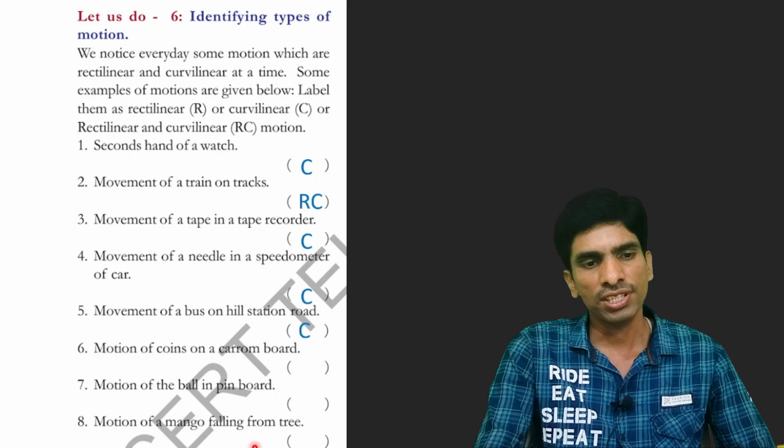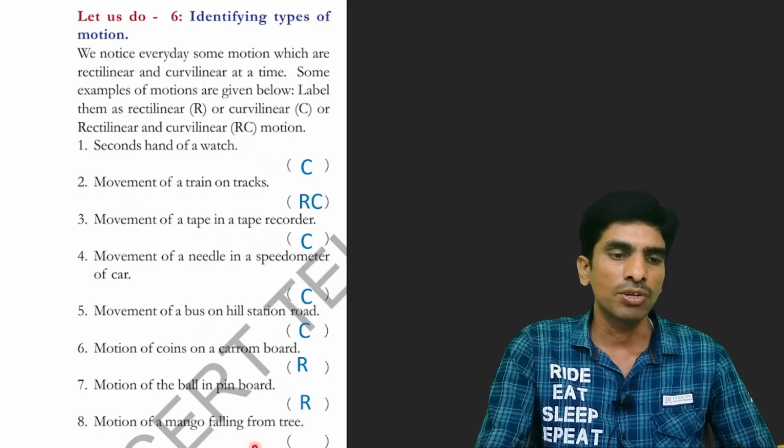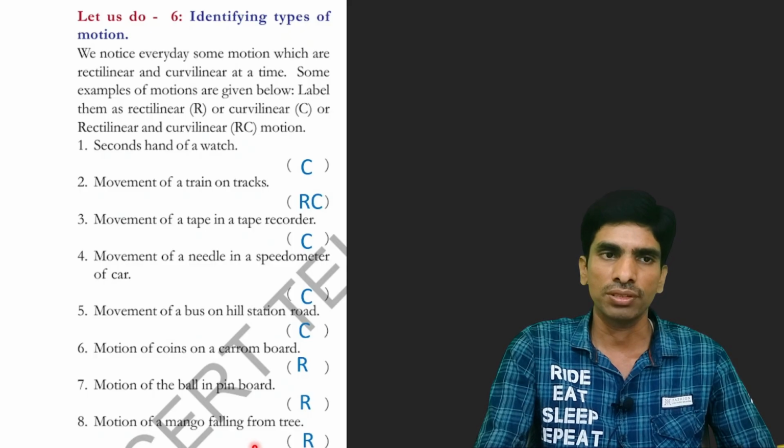Motion of coins on a carom board. It is a rectilinear motion. It goes straight only. Motion of a ball in a pinboard. It is also rectilinear motion. Motion of a mango falling from a tree. Rectilinear motion. So these are the examples for rectilinear, curvilinear, and rectilinear and curvilinear.